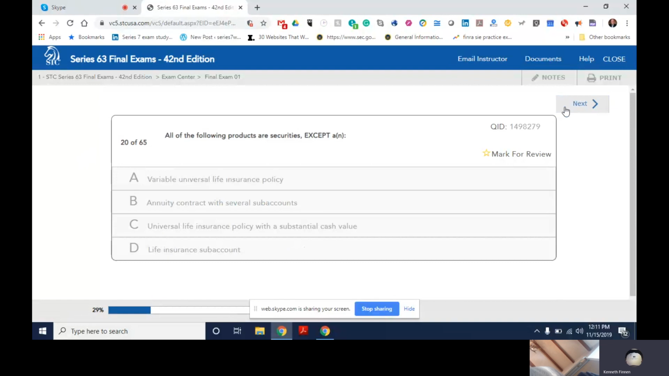Boom. No arresting. All the following products are securities except, okay, variable, boom, means it's a security. Annuity contract to several sub-accounts. We'll come back to that because usually sub-account means variable. C, universal is just an insurance policy. So that's probably it. And then we come back to D, life insurance, sub-account, keyword. Sub-account means security. If I'm wrong, I'll be mad, but that should be letter C because it's just a life insurance.